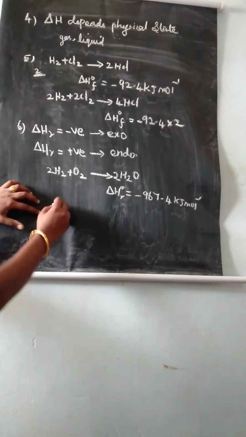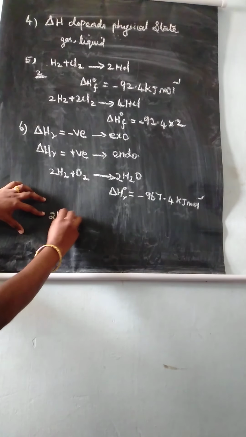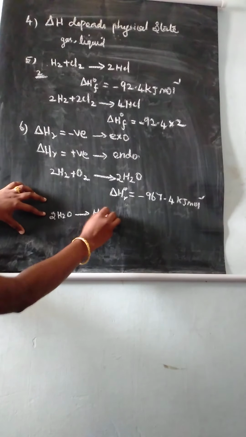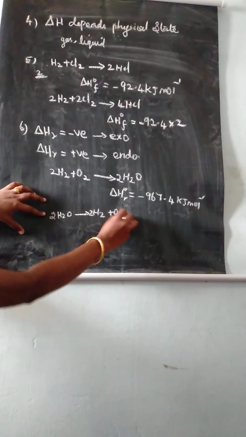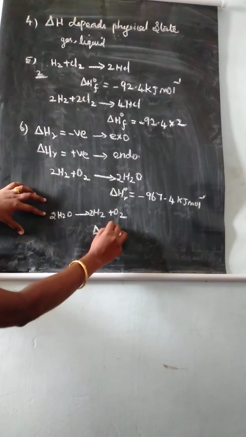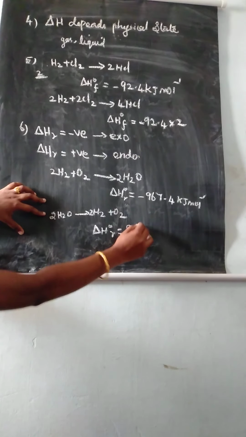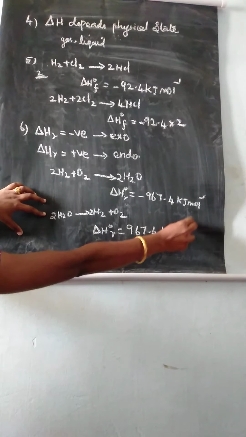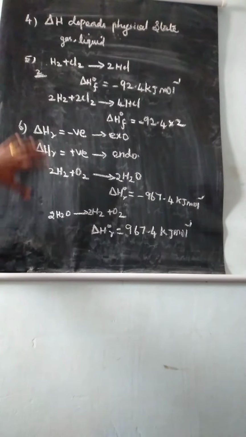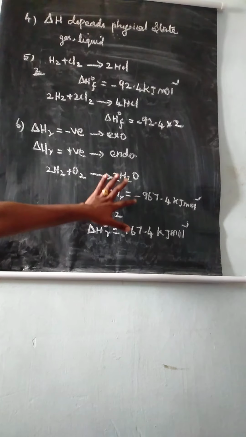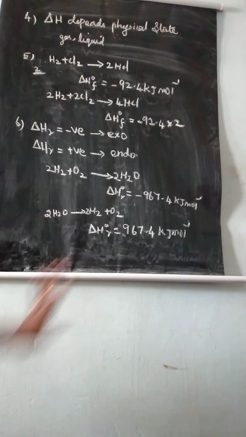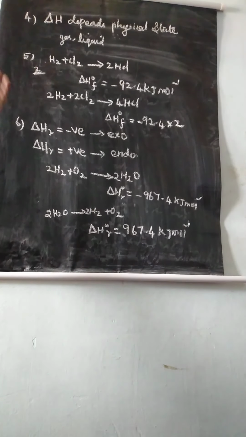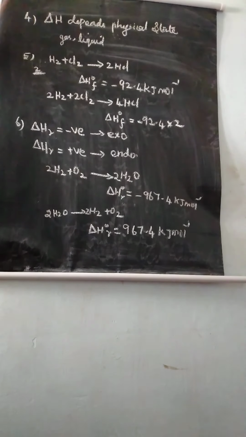Suppose it is reversed: 2H2O gives 2H2 plus O2. Tell the answer: delta H naught R is equal to plus 967.4 kilojoule per mole. This equation is an endothermic reaction. So delta H R value negative means exothermic, positive means endothermic. Understand? So these are the conventions of thermochemical equations. Already we learned the first 3 points.